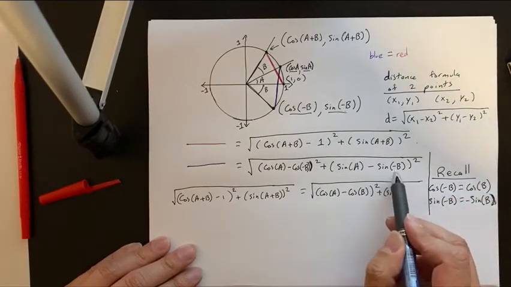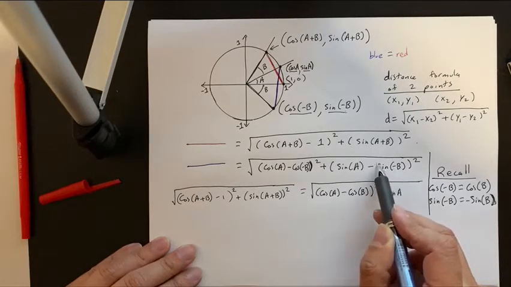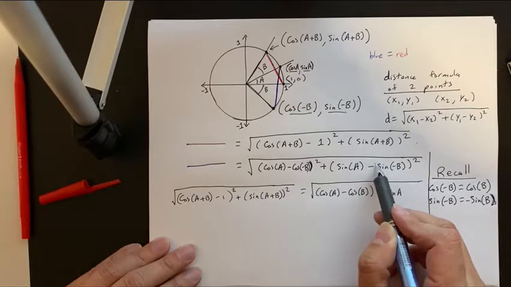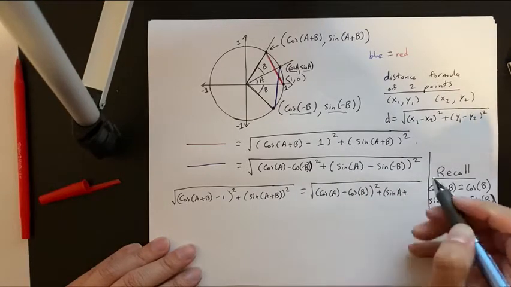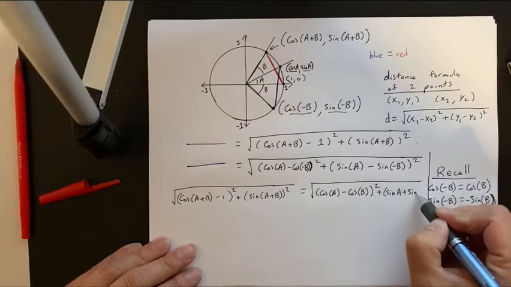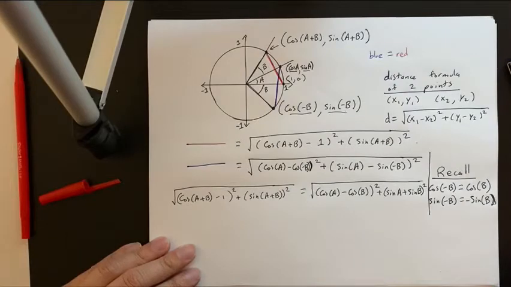Okay, so I know that this negative will come out in front. Sine of negative b is the same thing as negative of sine of b. So this negative will come in front, but there's another negative in front. So that will actually make it a positive sine of b square.